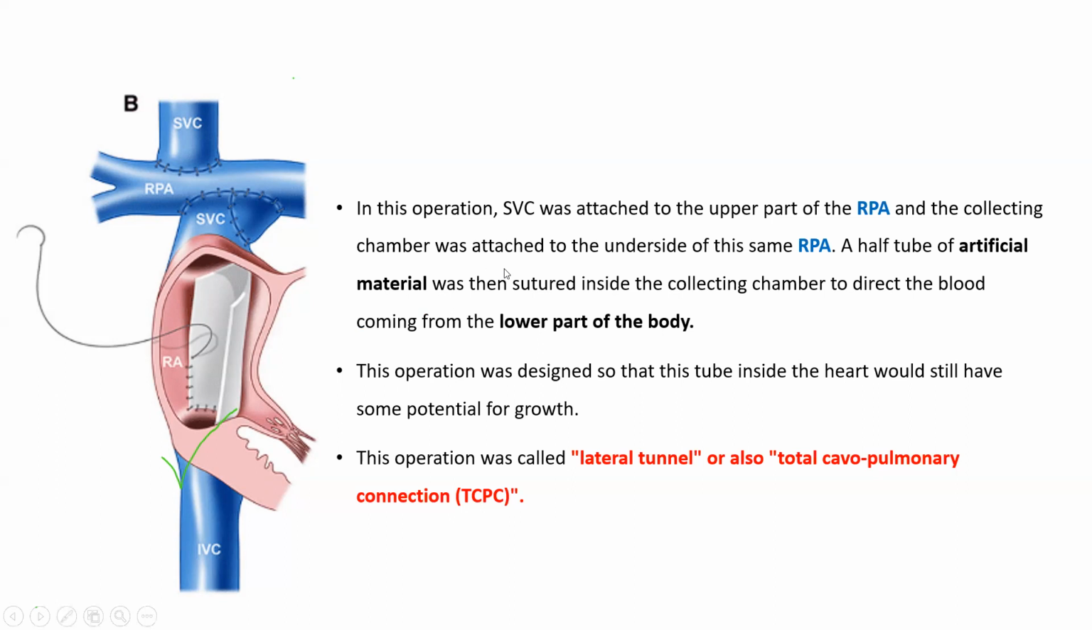As we can see, the SVC is attached to the upper part of the RPA, like in this case we can see, and the collecting chamber inside the RA is separated by artificial material like a Dacron graft and suture inside the RA, so that the IVC blood directly goes inside the RA and drains into the PA. So this operation is called a lateral tunnel or TCPC, that is total cavopulmonary connection. Lateral tunneling. This was used.